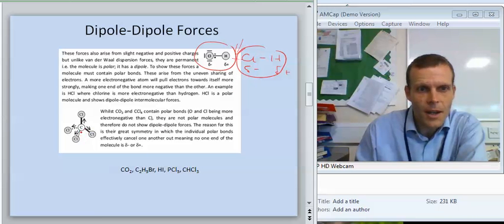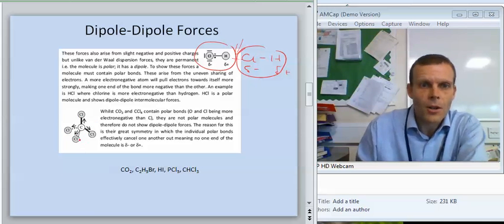Sometimes, as I said, whilst we've maybe got a polar bond, the problem is we've not got a polar molecule, and we're not going to see these dipole-dipole forces of attraction. So this has probably got good London forces because it's quite big, but it's not going to show the dipole-dipole forces that we've got here.